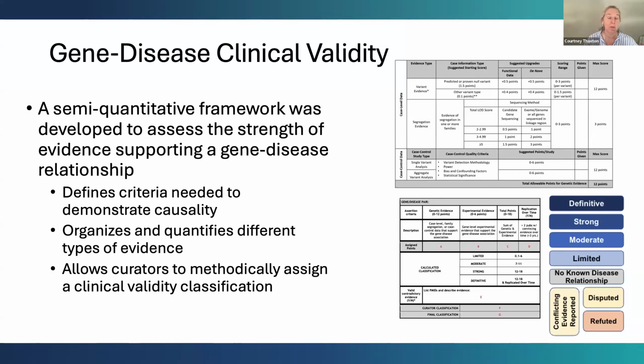We need to understand whether this gene is involved in a specific disease or with phenotypes and which phenotypes to describe. And it also helps us to organize and quantify different types of evidence so we can begin to regulate that strength of evidence in this points-based system. And it also allows our curators to methodically assign a clinical validity classification. You can see those classifications on the right.